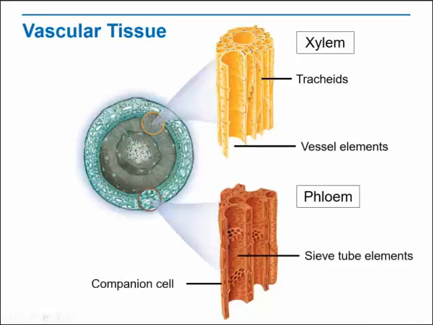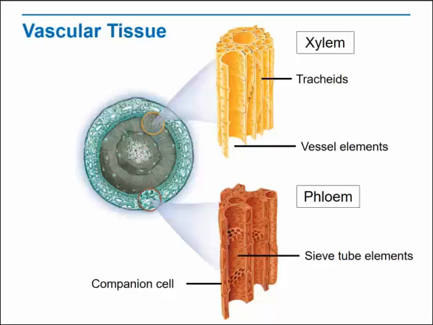The two types of cells that make up phloem are sieve tube elements and companion cells. Companion cells are much smaller and found around the outside of sieve tube cells. Sieve tube elements are similar to tracheids because they both have end walls with openings. Phloem cells are alive at maturity.